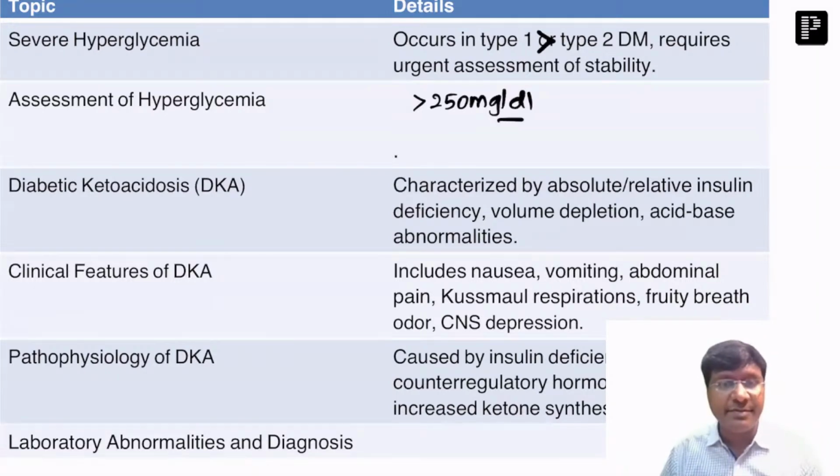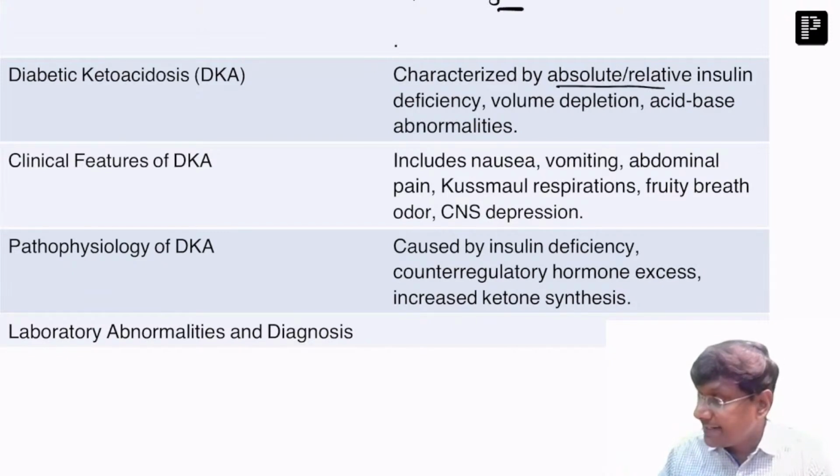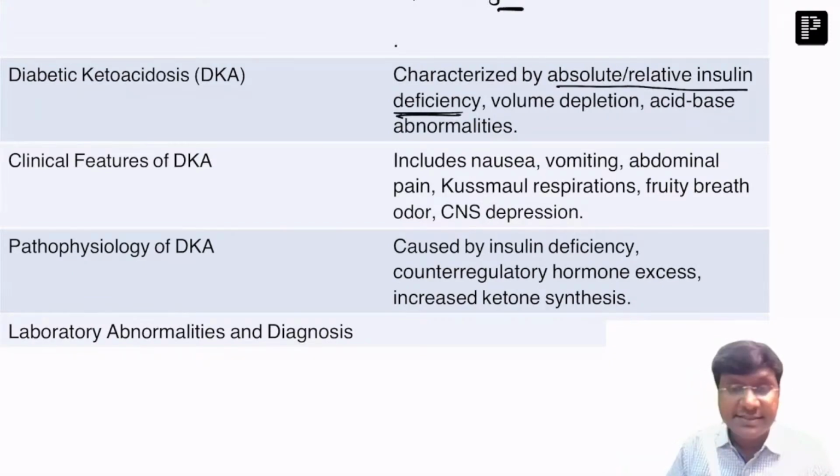Right? Glucose levels will be more than 250 milligrams per deciliter. And the characteristic features in case of DKA is that these patients have absolute or relative insulin deficiency. That is the problem in patients with DKA, right? And at the same time, there will be acid-base abnormality. That is because of the ketone body formation, where the ketone bodies are acidic in pH.